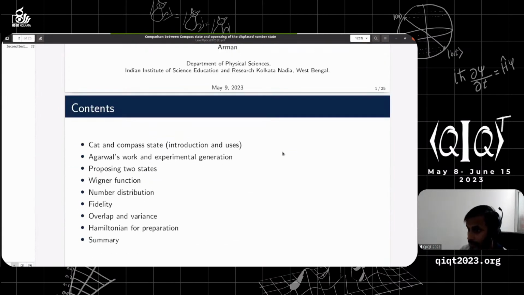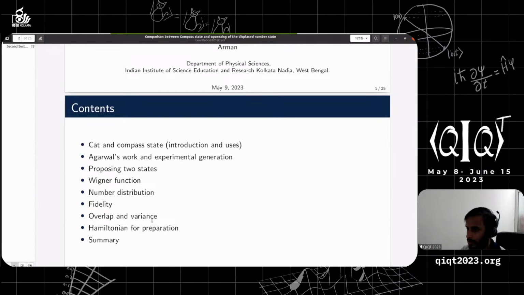In the contents, I will introduce what the cat state and the compass state are, and what their uses are. Then Agarwal's work, which showed how to produce the cat state, given in 1994. Then I will propose two states which will help us approximate these compass states, by studying their Wigner function, number distribution, and fidelity. This will allow us to compare our proposed state with the compass state.